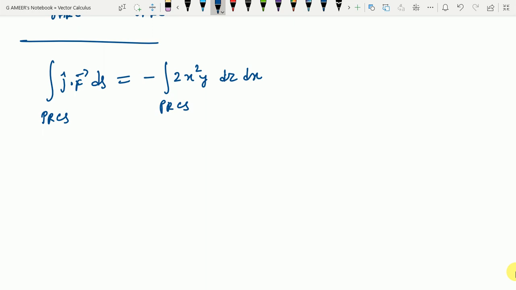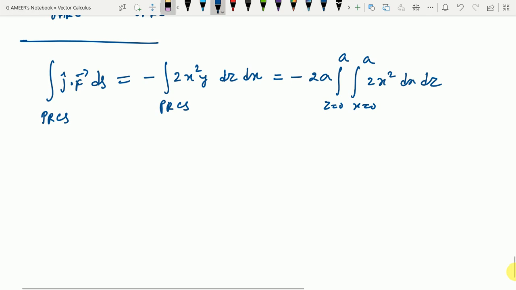Okay, so now we'll perform the integration. Here y is equal to a. You substitute y equal to a, so that a comes out. Then I have the integration of only 2x square dx dz, where x is equal to 0 to a and z is equal to 0 to a. I'm sorry, 2 again will not come, it came twice.